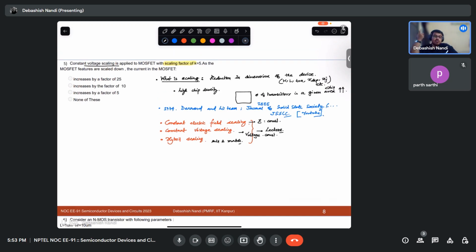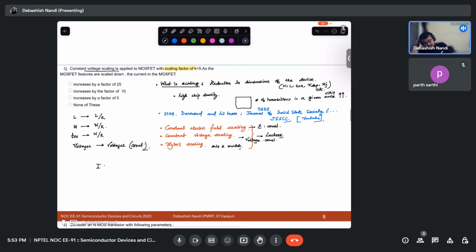So what does constant voltage scaling mean? Meaning that L will be scaled by a factor of K, W will be scaled by a factor of K, TOX should be scaled by a factor of K, and the voltages would remain the same. Voltages remain constant.